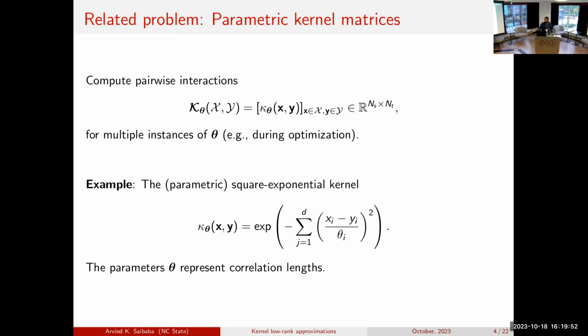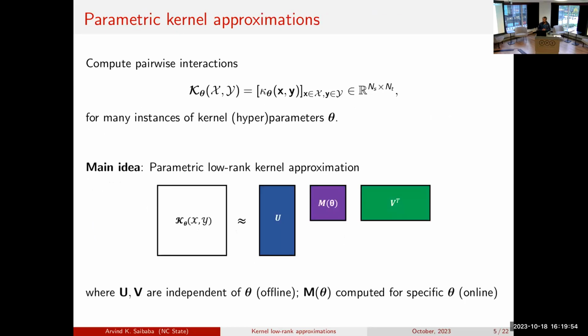So the core of our idea is to compute a low-rank representation like this. This is a kernel that's parameterized by theta.